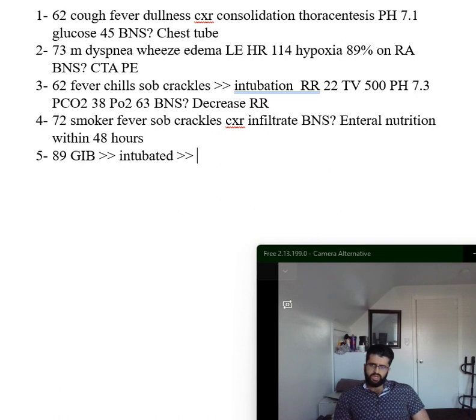Okay. Tidal volume 200, respiratory rate 28. But there is good air entry on the exam. There are bibasilar crackles. Okay. And there is bilateral airspace disease in this patient.